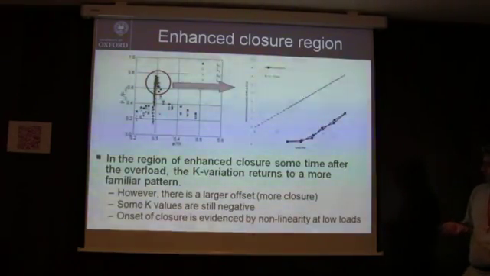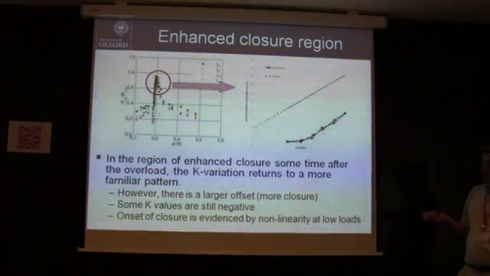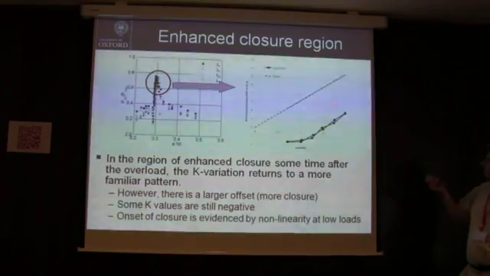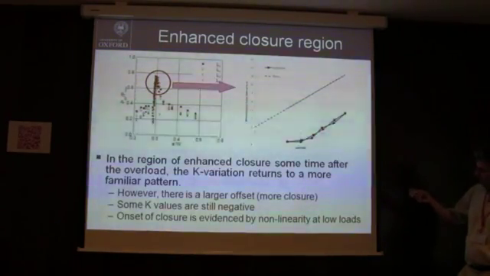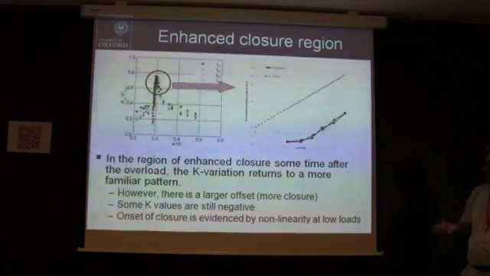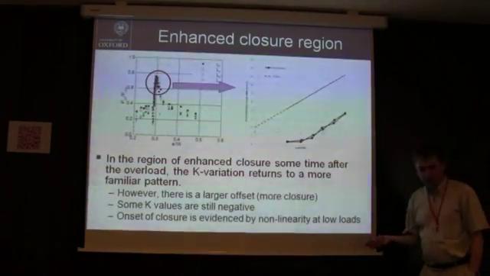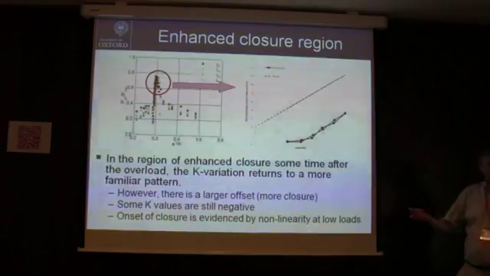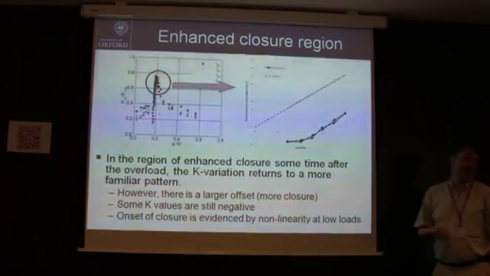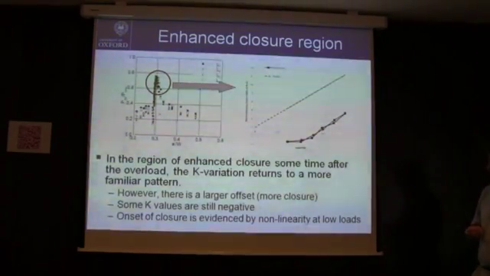Well, you can see that we've returned now to a rather more familiar pattern. So we've got this offset, we've got some positive stress intensity factors, we've still got some negative ones, and also you can see a hint here that we're tailing off into closure. So this is suggesting that even though we've got closure, there's still some kind of crack tip opening around as well.